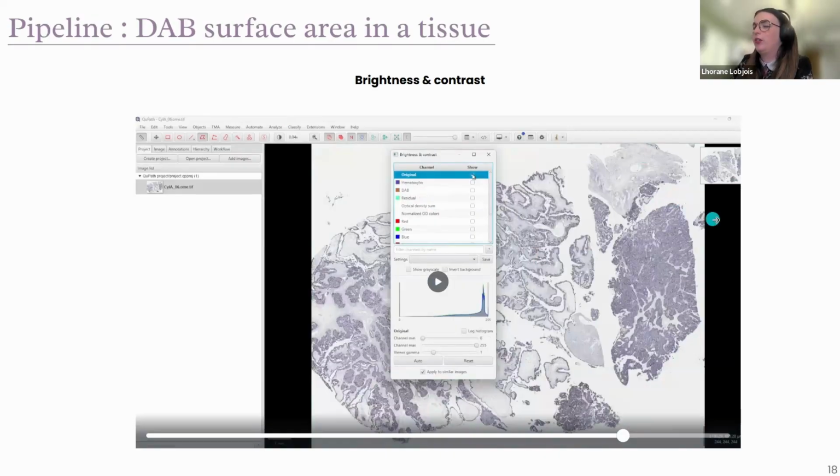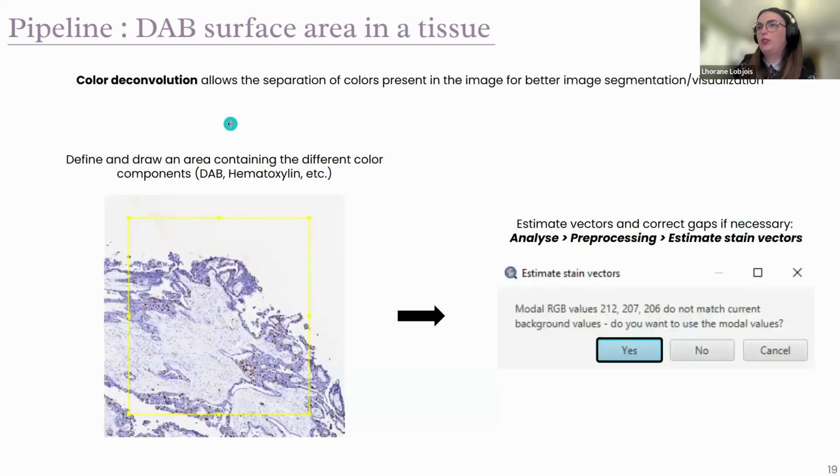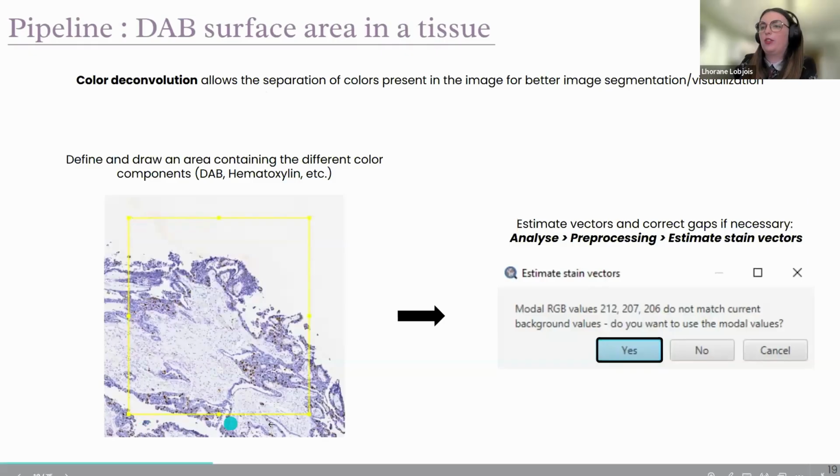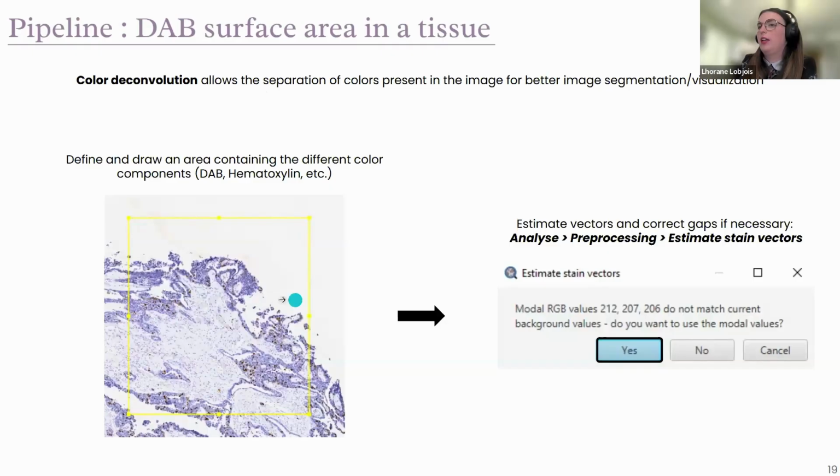So you will start with a color deconvolution. The color deconvolution allows the separation of colors, as I said, so you will have a better segmentation and visualization of your signal. So it's important to do that. You can create a region of interest like that, and you take the background, it's necessary, and all your signal needs to be in it. You will go to Analyze, Estimate Stain Vectors. Yes, it's to say that the background is that, so it's good to say yes.